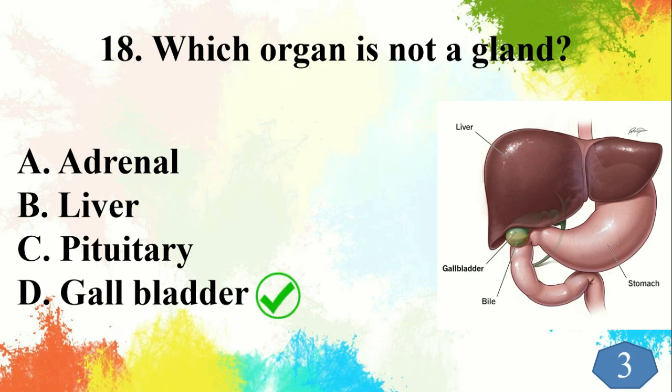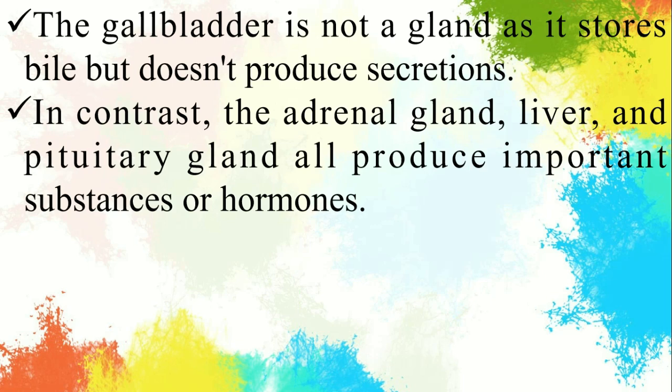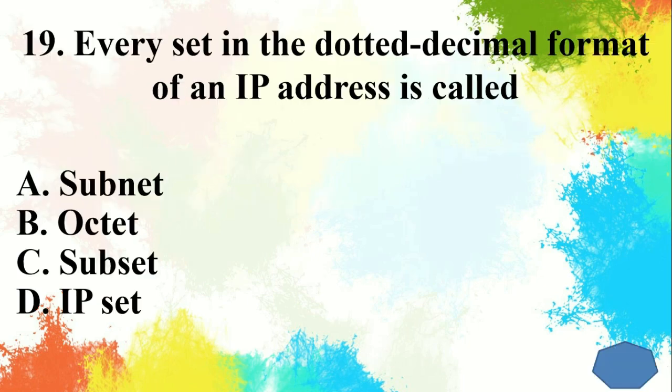Question 18. Which organ is not a gland? Answer: gallbladder. The gallbladder is not a gland as it stores bile but doesn't produce secretions. In contrast, the adrenal gland, liver, and pituitary gland all produce important substances or hormones.